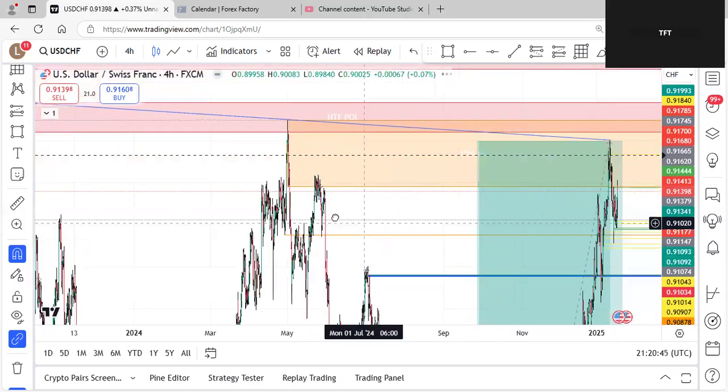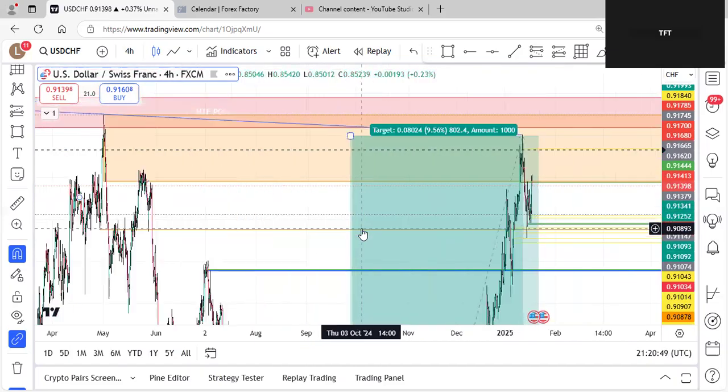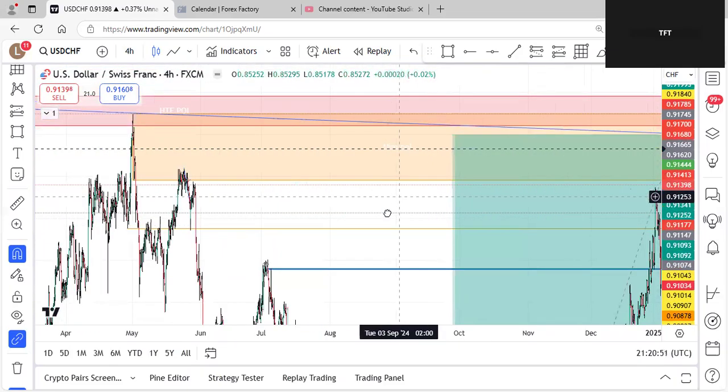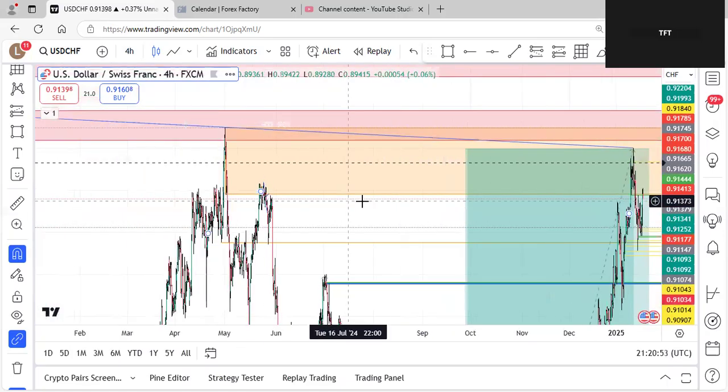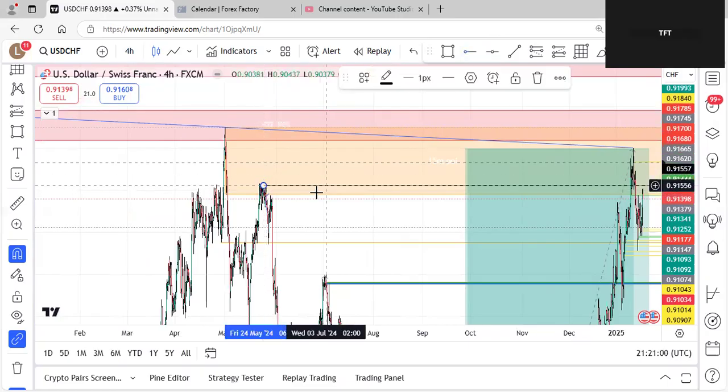Just to show you my thinking behind it. So this is why I was possibly looking at this for another buy as well. Obviously, it's getting onto points of interest. So we've got a significant high up here.